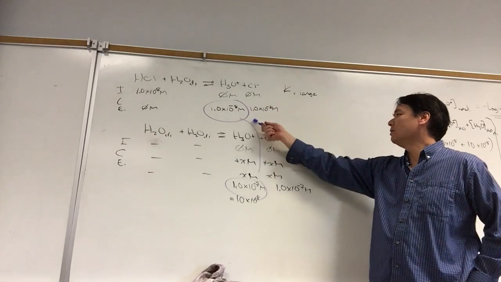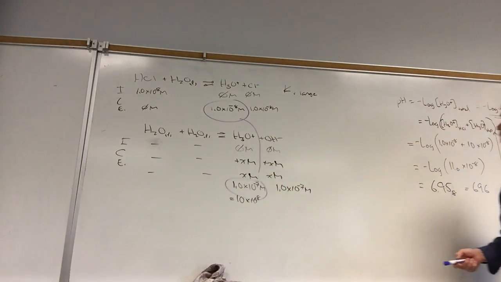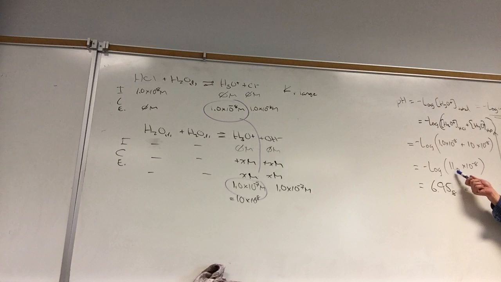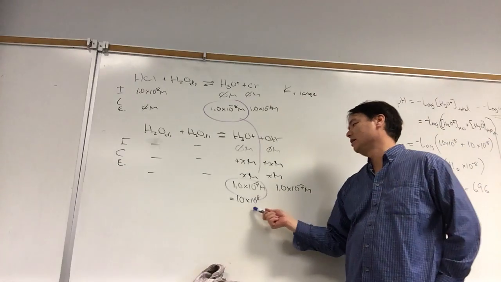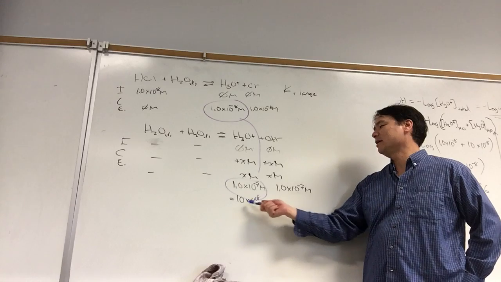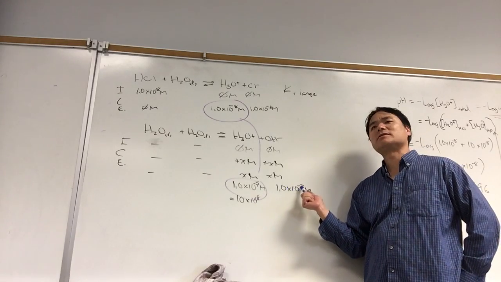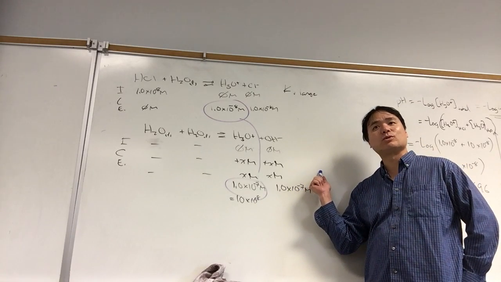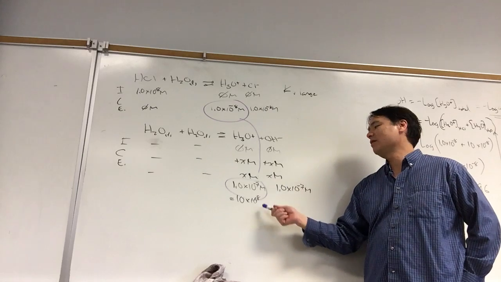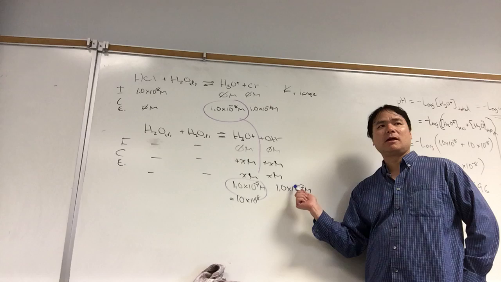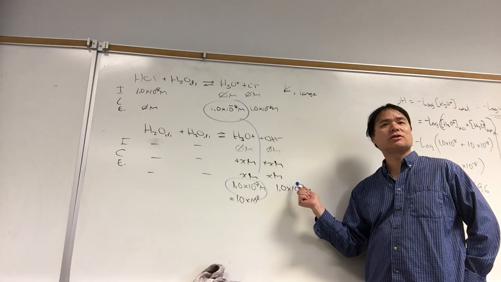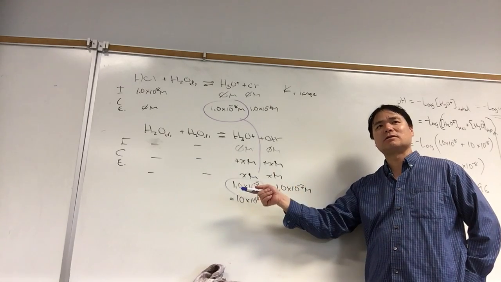In fact, you know what the total hydronium is now? The total hydronium is now 11 times 10 to the minus 8. It used to be 10 times 10 to the minus 8, but now it's 11 times 10 to the minus 8. If this is 11 times 10 to the minus 8, then 11 times 10 to the minus 8 times 1 times 10 to the minus 7 is not going to equal 1.0 times 10 to the minus 14. In other words, we have a situation where Q is greater than K. If Q is greater than K, which direction does it go? It's going to shift backwards, right?